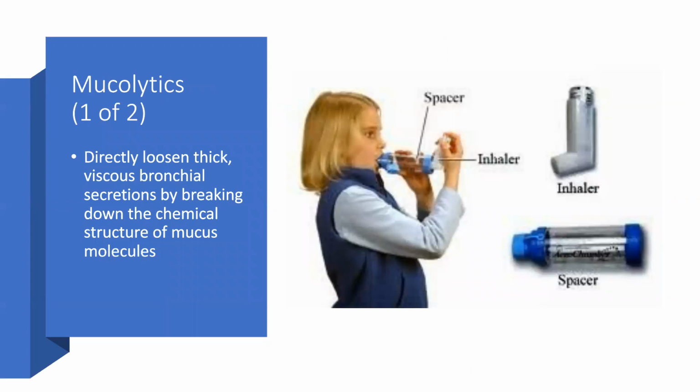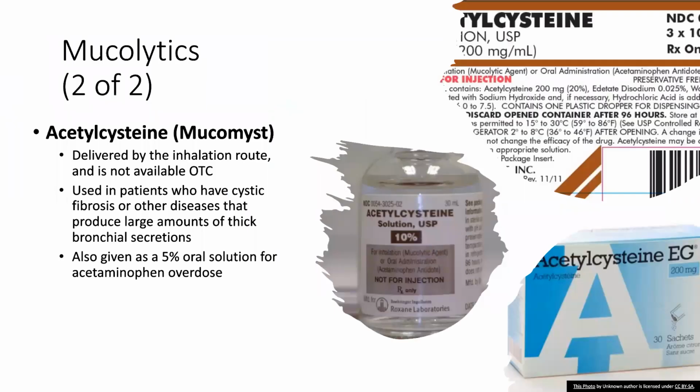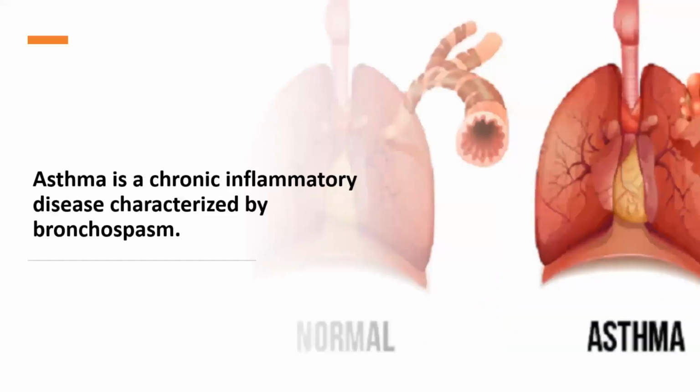Then mucolytics can be used. They directly loosen thick, viscous bronchial secretions by breaking down the chemical structure of the mucus molecules. We use the drug acetylcysteine, also called Mucomyst, which is delivered by the inhalational route and is not available OTC. It is used in patients who have cystic fibrosis or other diseases that produce large amounts of thick bronchial secretions. It is also given as a 5% oral solution for acetaminophen overdose.